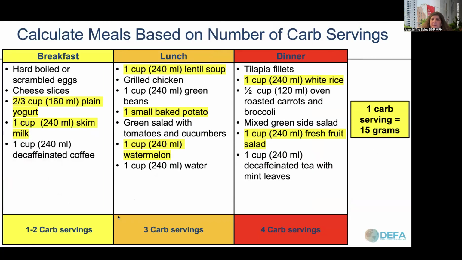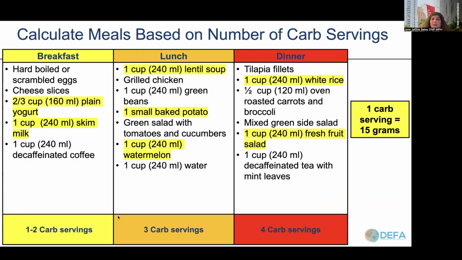So this is an example of someone following this meal plan of 1 to 2 carb servings with breakfast, 3 carb servings with lunch, and 4 carb servings with dinner. So I've highlighted in this menu, in yellow, what is counted, carbohydrates, and the ones that aren't highlighted don't have carbohydrate, and you can eat as much as you want.